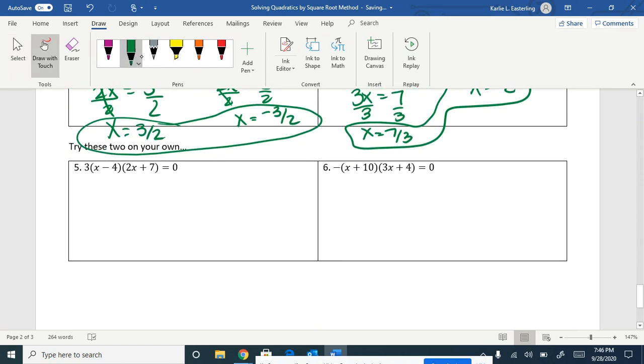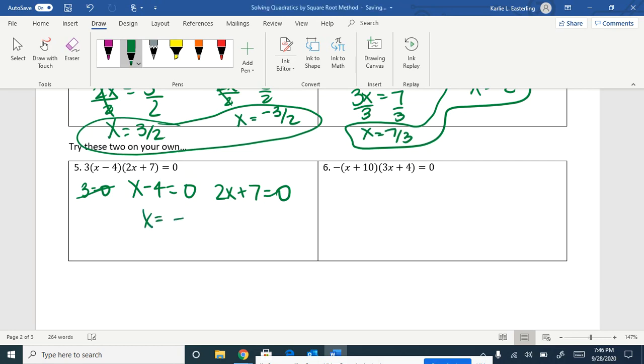For these factors, even 3 is considered a factor here. So it's actually 3 equals 0, x minus 4 equals 0, and then 2x plus 7 equals 0. 3 equals 0 is not true, so we're not going to do anything there. We're just going to ignore that factor. So just solve the other ones for x. Go ahead and do that, and then come back and check your answer.